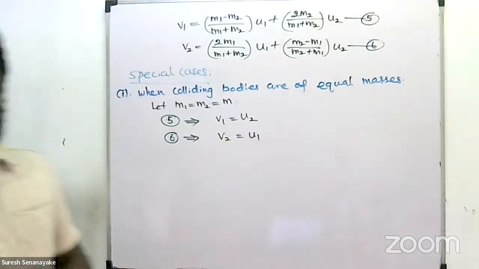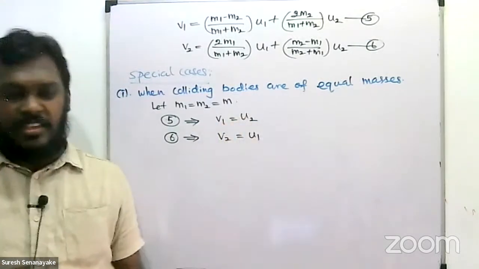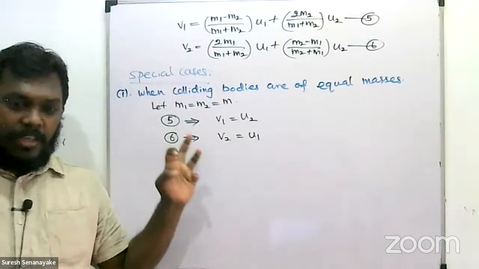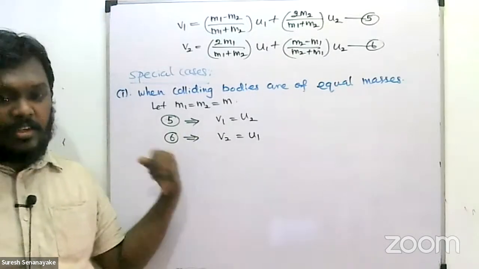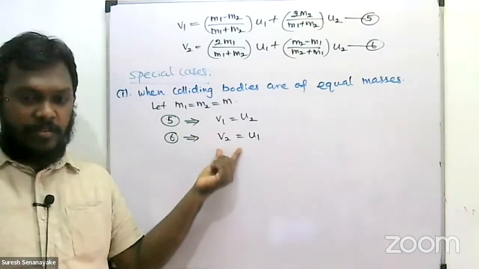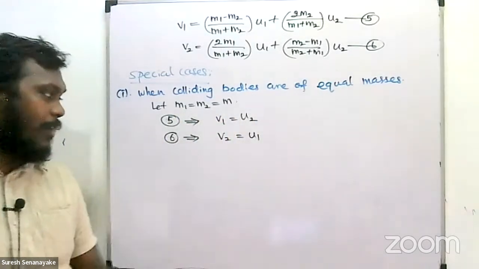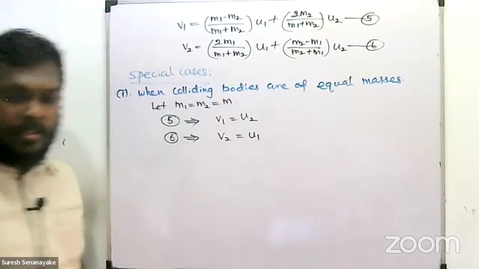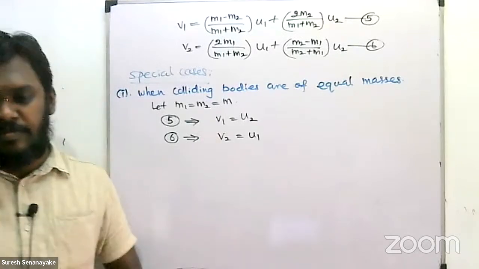So it's a fantastic relation that happened. What happened there? Their velocities are interchanged, right? The initial velocity u1, that is of the body of mass m1 before the collision, is transferred to the second body, and the velocity before the collision of mass m2 becomes the velocity of mass m1. So the velocities are interchanged.